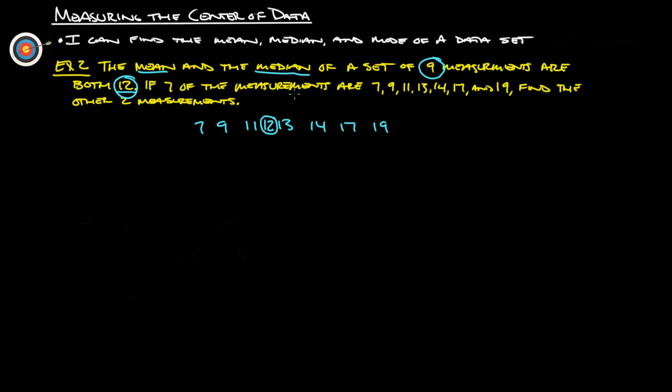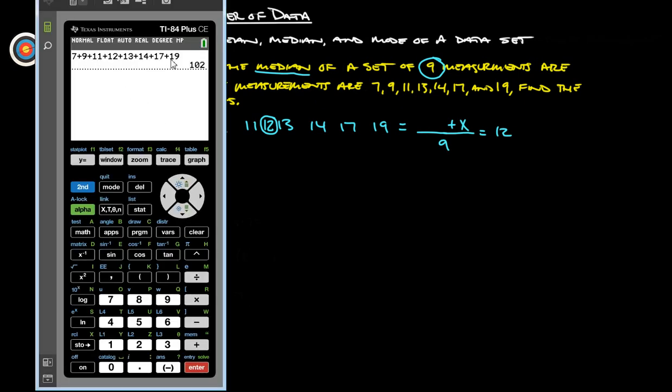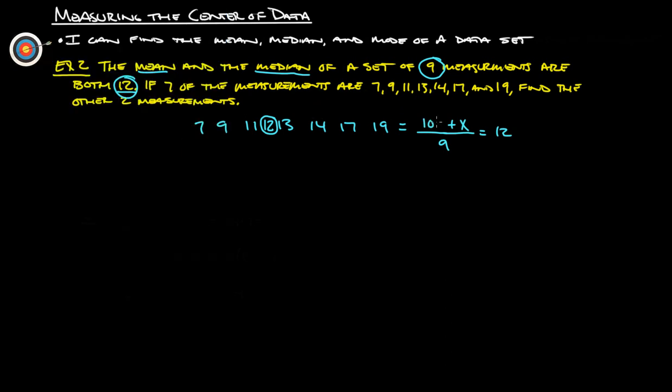Okay, probably the easiest way to do that is to simply add up all of these numbers here. So we will add those all up, and that will give us some value here. And then we add another number, which we don't know, is x. And then if we divide that number by 9 total measurements, it should equal 12, because that's our mean. Okay, so adding all those numbers up ends up giving us 102.